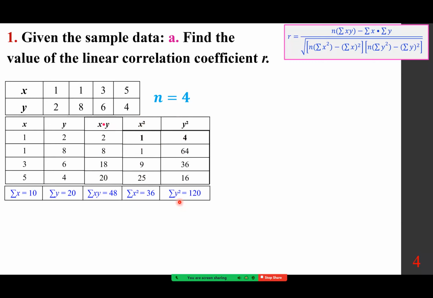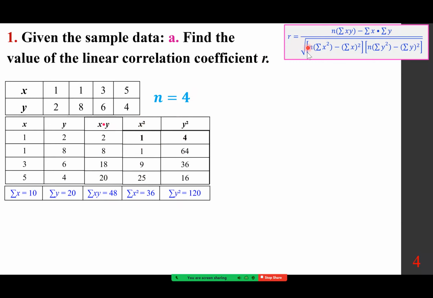Now we're going to put this into the formula. r equals n, which is 4, times the summation of xy, this one, 48, minus the summation of x times the summation of y, 10 times 20.